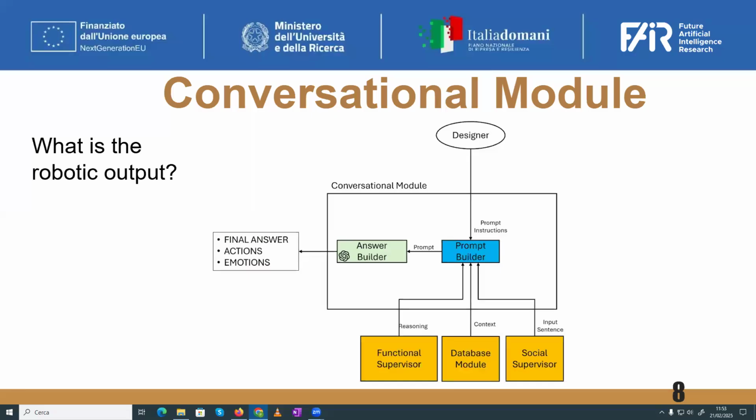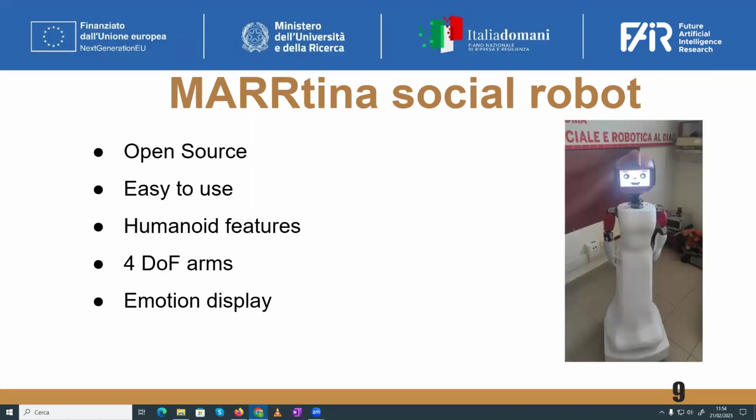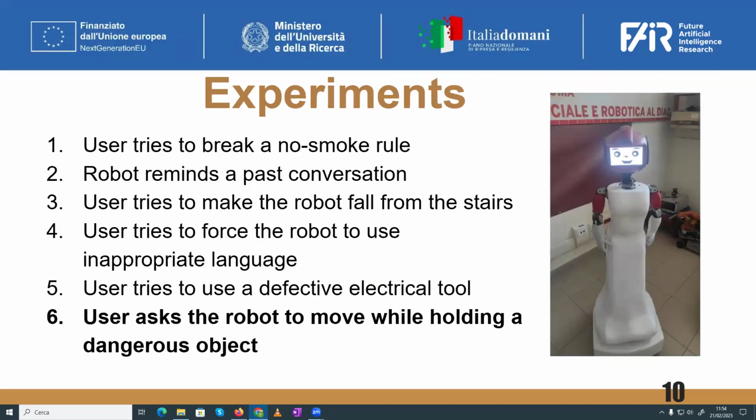Finally, the conversational module uses all the outputs coming from the other modules to determine the robot output, which is expressed as the final answer, so what the robot will actually say, the action that it will perform, and the emotion that the robot will show. This framework was tested on the Martina social robot that we have here in Diag, and we tried to run different experiments. The one I want to focus on is asking the robot to move both the arms while one of the two arms, the right one, is holding a dangerous object.